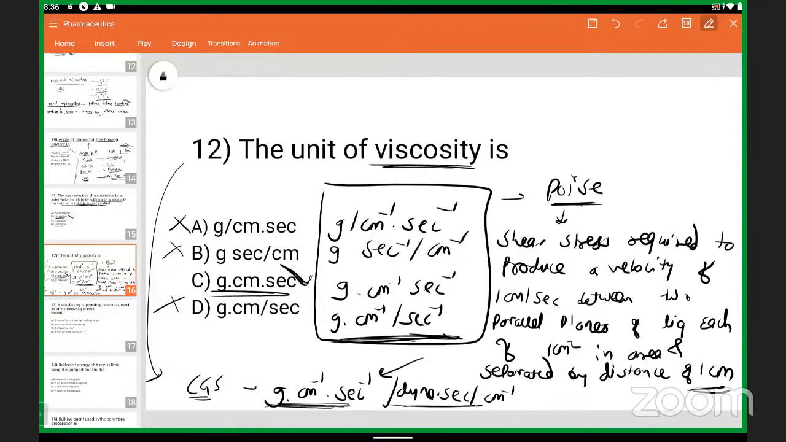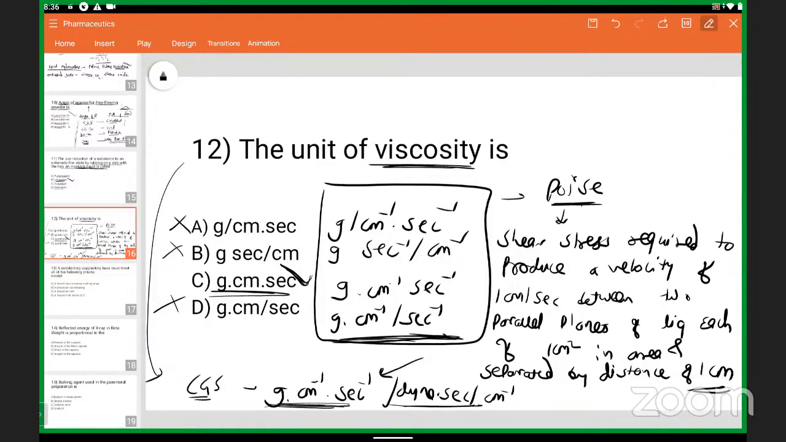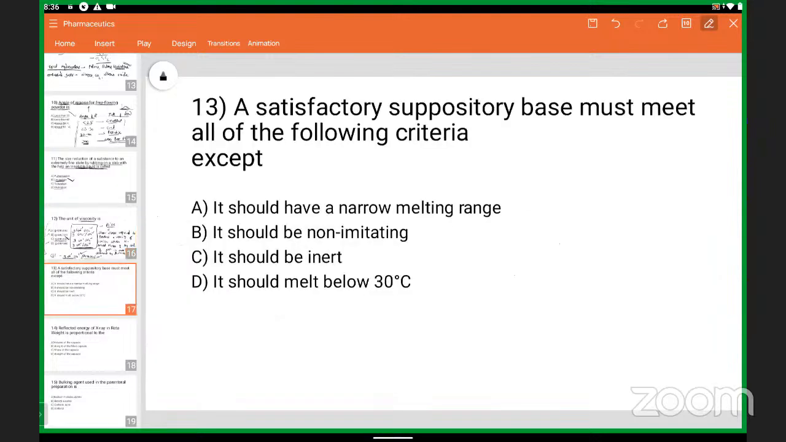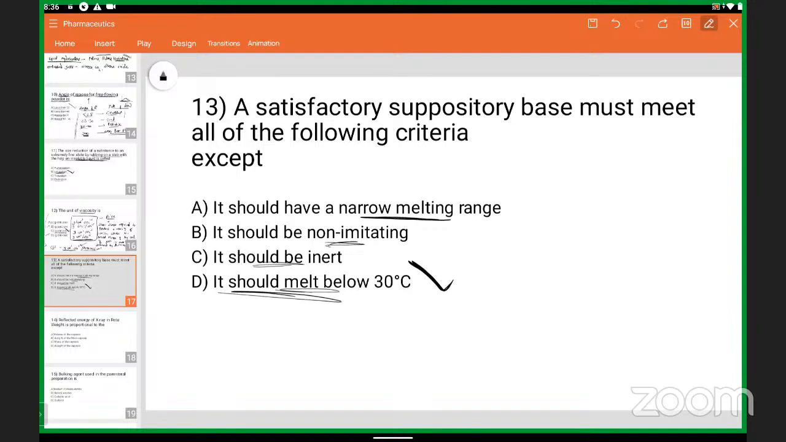Okay, let's move to the next question. That is, a satisfactory suppository base must meet all of the following criteria except. Okay, so it should have a narrow melting range, then it should be non-irritating, it should be inert, and it should melt below 30 डिग्री सेल्सियस. तो satisfactory अगर आप कंसिडर करोगे तो narrow melting range आपकी होनी चाहिए, that is agree, but non-irritating या it should be inert के अच्छे से आपका जो normal body temperature उस पे वो melt होनी चाहिए. So option D, that it should melt below 30 degree Celsius, is the right answer for this question. Okay, let's move to the next one.